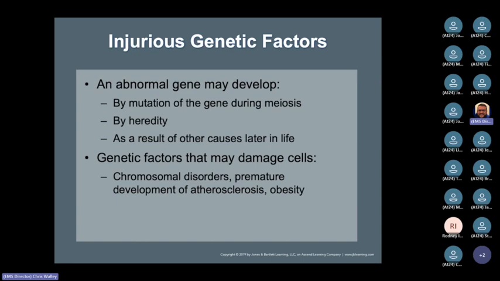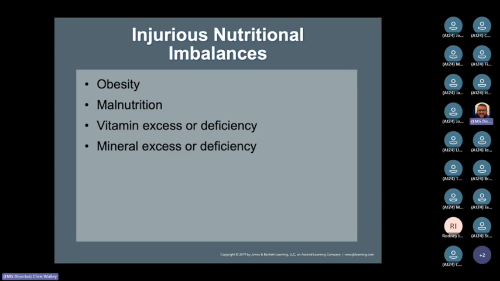Some genetic factors that may damage cells include chromosomal disorders, premature development of arteriosclerosis, and sometimes obesity. All right, so include obesity, malnutrition, vitamin excess or deficiency, or mineral excess or deficiency.